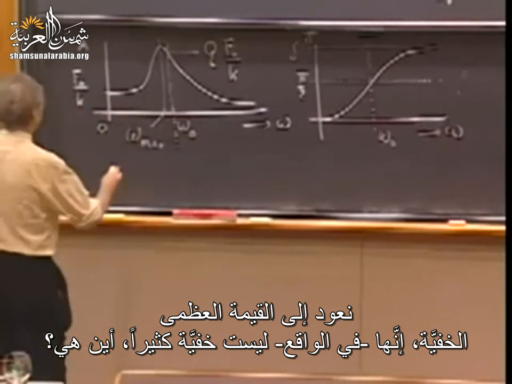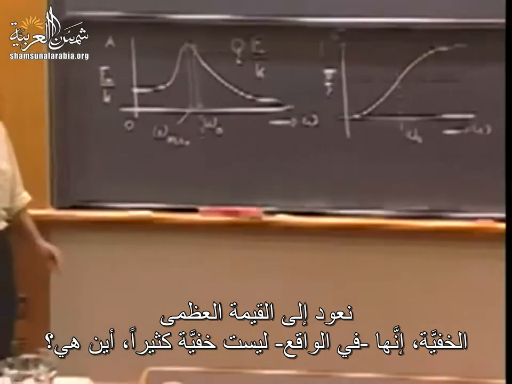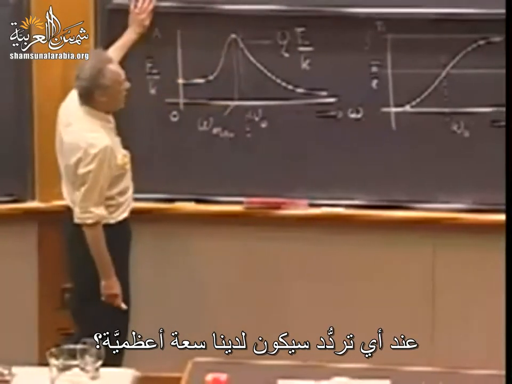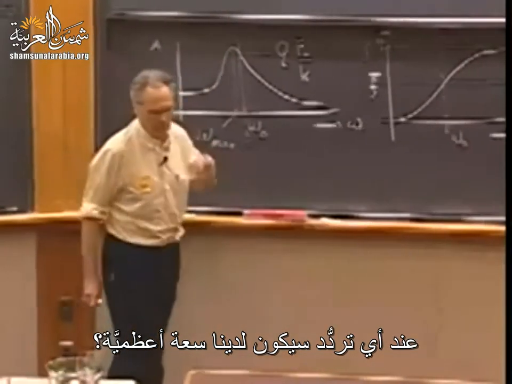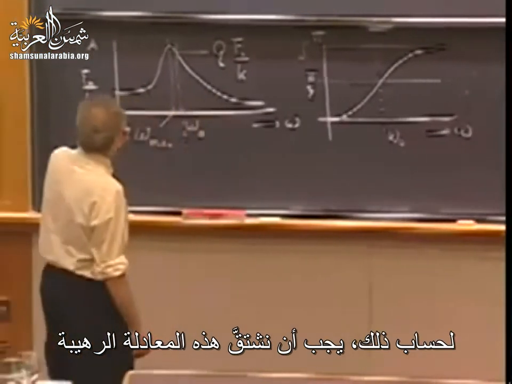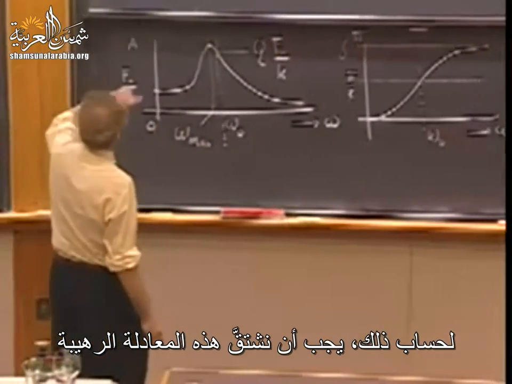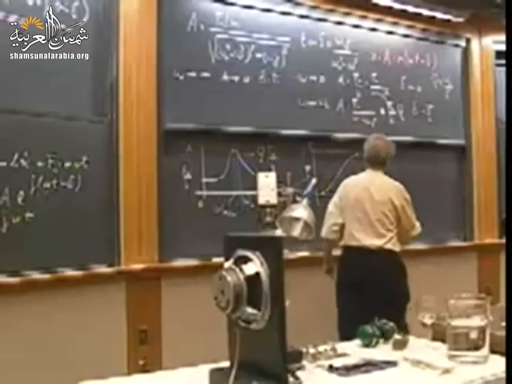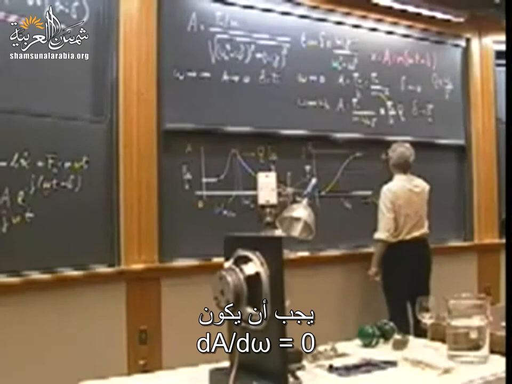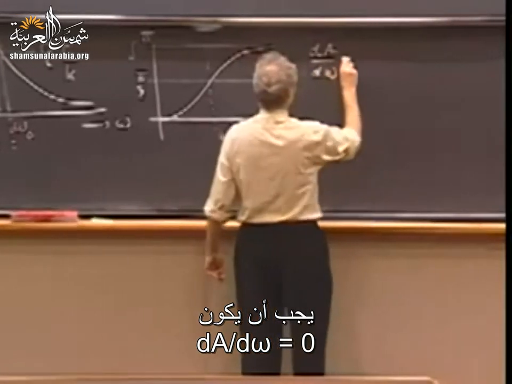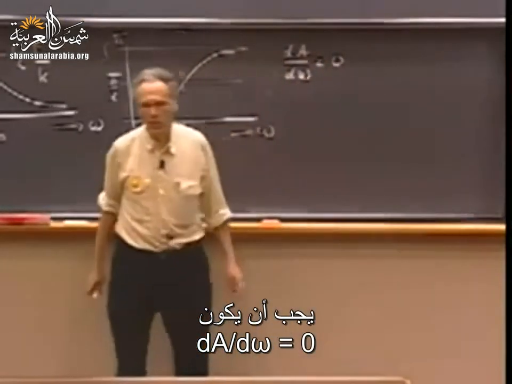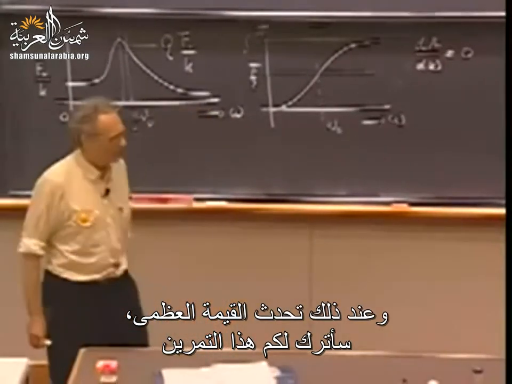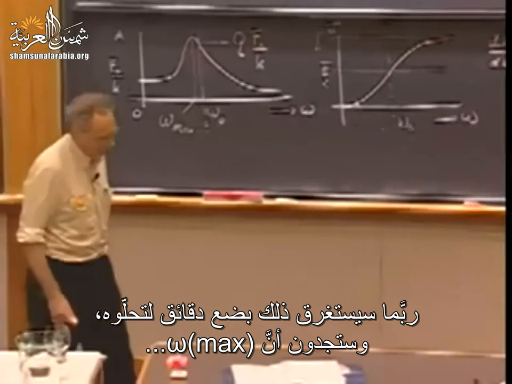Coming back to this mysterious maximum, it's not so mysterious actually. At what frequency do we have really the maximum amplitude? Well, to calculate that, you would have to take the derivative of that monstrous equation. You will have to take dA d omega, and you ask that to be 0. So that's when the maximum occurs. And I will leave you with that exercise. It may take you a few minutes to do that.